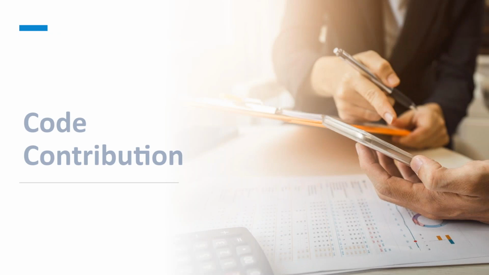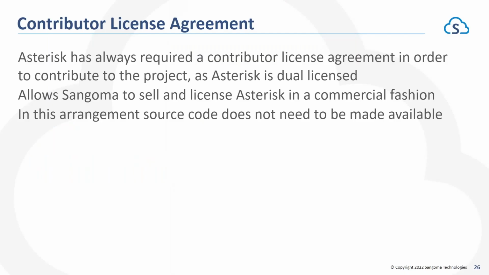Now let's talk about code contributions. Asterisk has always required a contributor license agreement in order to contribute to the project. Asterisk is dual licensed. It's licensed under GPL v2, but we can also license it in commercial purposes. And this allows Sangoma to sell and license Asterisk in a commercial fashion. In that commercial fashion, it means that someone who has licensed it is not obligated to make any changes they make available in an open source format.